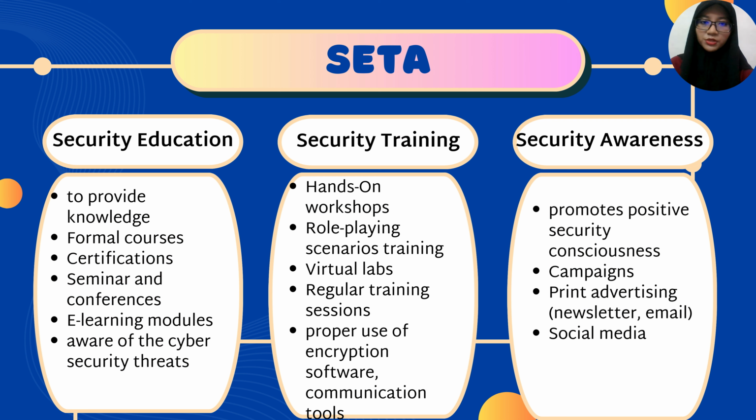CETA is a security education, training, and awareness program. It has three components. The first component is security education. It is to provide knowledge on network and information security for the law firm employees. There are a few methods to perform the security education, such as formal courses, certification, seminars and conferences, and e-learning modules. The function of the security education is to make the employees aware of the cybersecurity threats, and they can also contribute to the policy making process.